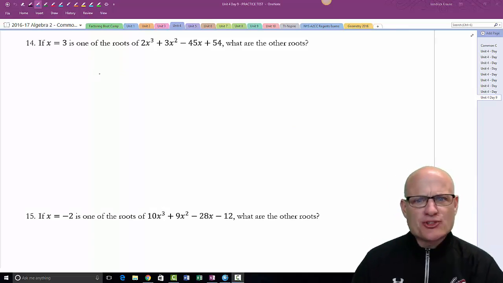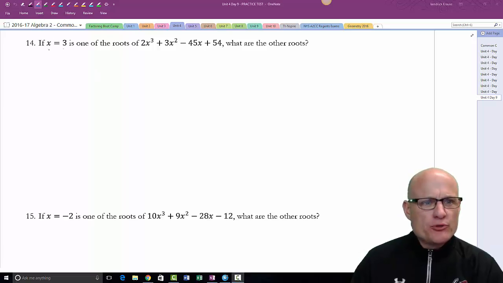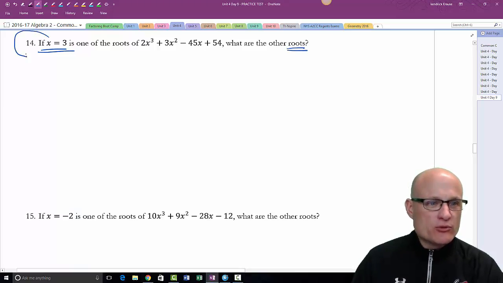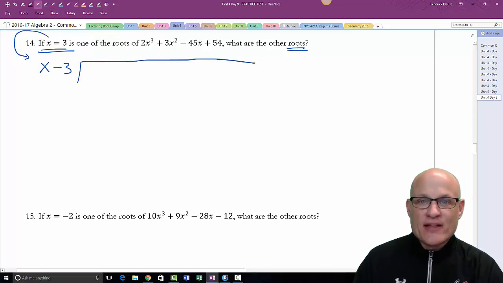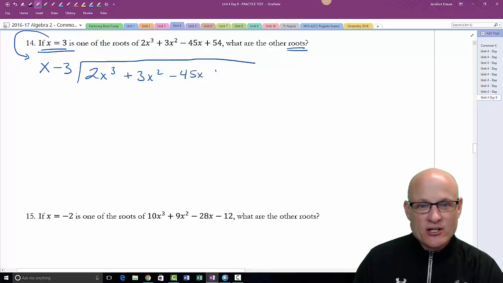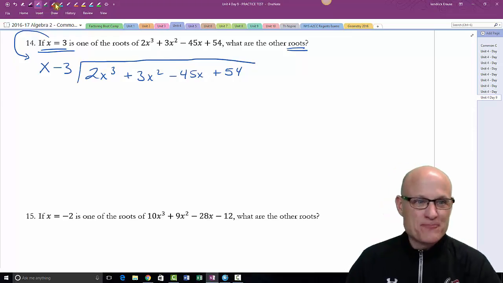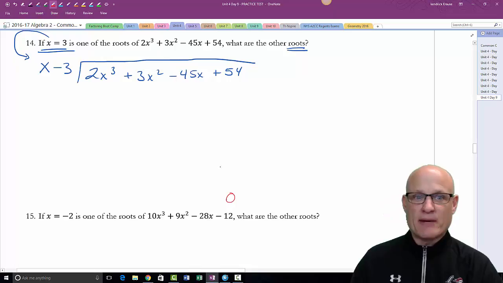All right. So I'm giving you a root. I'm asking for the other roots, and I want you to use long division. If this is a root, then it means it came from the parenthesis x minus 3. So that is the factor that's going to divide evenly into this: 2x cubed plus 3x squared minus 45x plus 54. So your job is to divide that in there evenly, and when I'm done, I should end up with a 0 at the bottom.